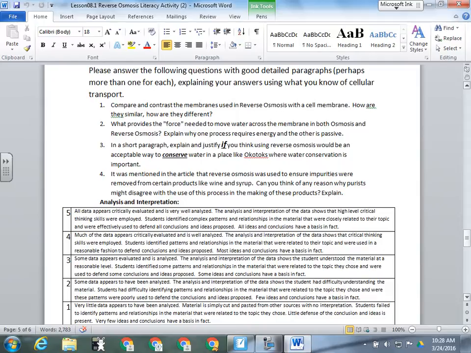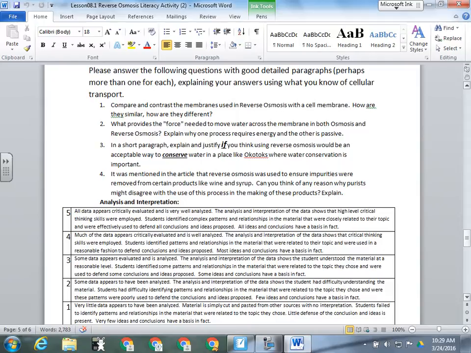That's what reverse osmosis was developed for, to purify water. In fact, the process was initially developed by NASA to make sure that they could recycle their urine on a spacecraft over long periods of time. It could filter all the salts out of the urine and create usable water again. Things like that. All right, and then it was mentioned in the article for question number 4 that reverse osmosis was used to ensure impurities were removed from certain products like wine and syrup. So it's being used to take stuff out. Can you think of any reasons why a purist might disagree with the use of this process?